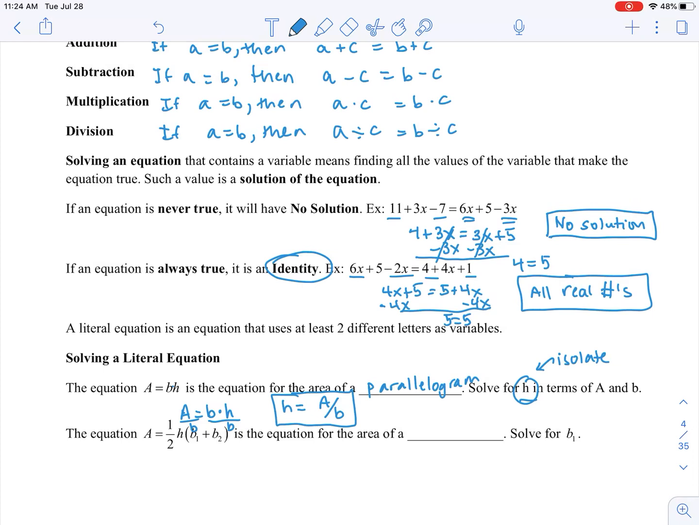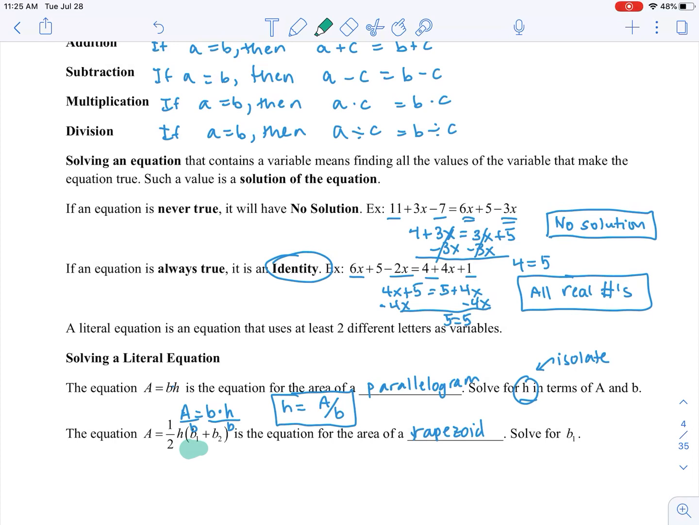So the equation area equals 1/2 height times quantity base 1 plus base 2 you would recognize as the area of a trapezoid. And they want us to solve for base 1. So the equation right now lends itself to situations where we want to solve for the area. However, if we wanted to solve for B1, how do we go ahead and isolate that? You'll see that B1 is inside the equation, and we want to isolate B1.